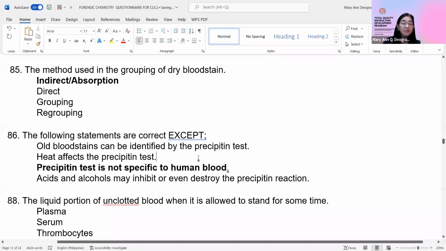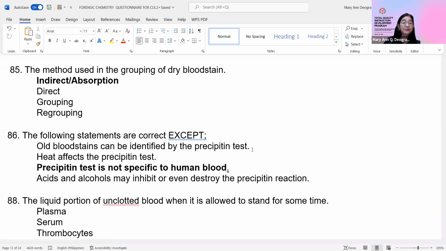All blood stains can be identified using a precipitin test. So even old stains can respond to the precipitin test, whether fresh yan or bago o kaya lumang stain, kahit years old yan, nagre-respond pa dyan sa precipitin reaction.